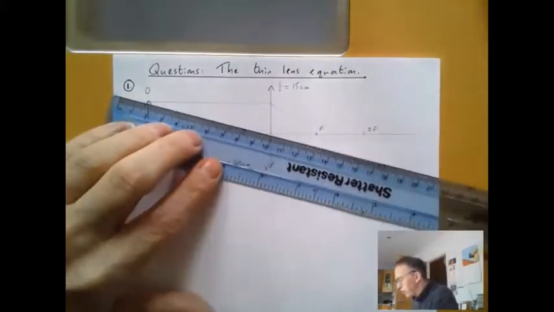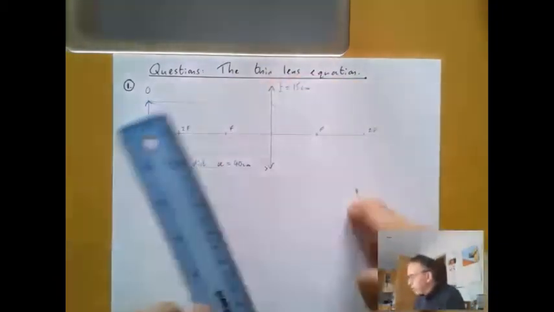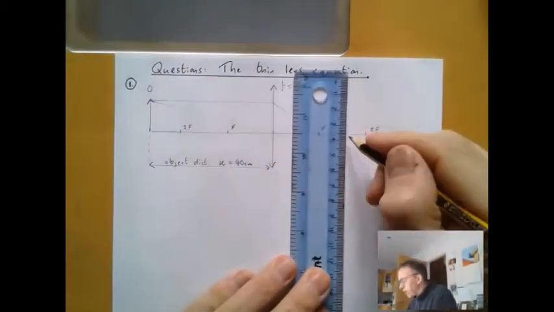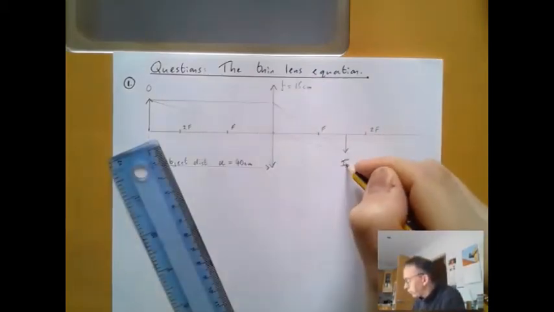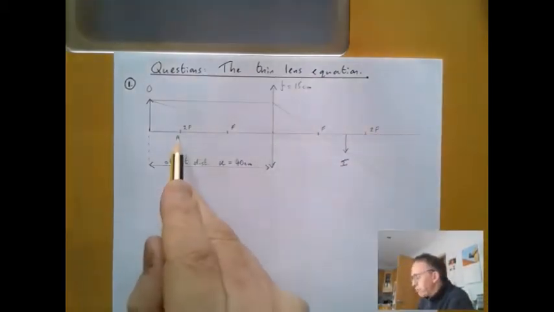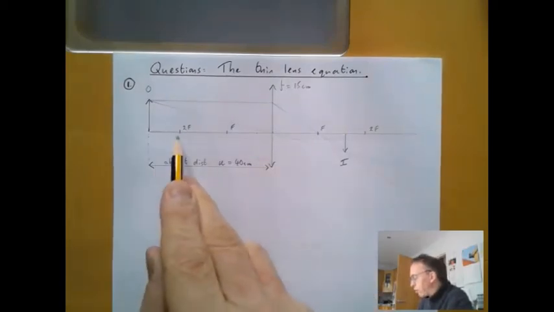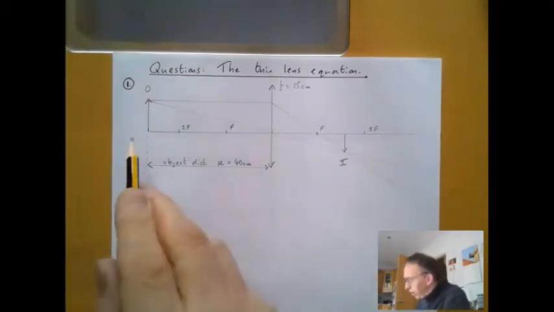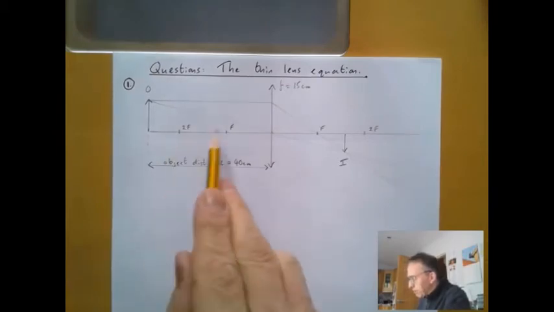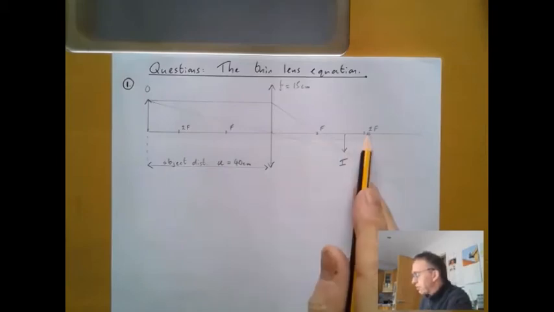And again, I'm really just doing this roughly. Then the image is going to turn up here. Now that makes sense. When the object was beyond 2F, the image is between F and 2F.